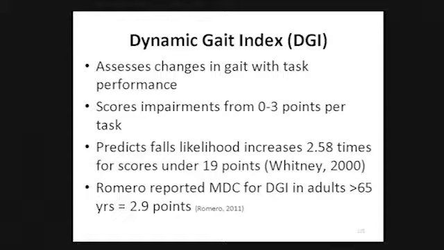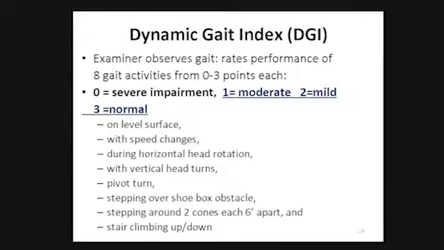Great stuff for arguing with your insurance companies. Romero reported the minimal detectable change for adults, rounded off, 3 points. I don't know where he gets it, 2.9, 3 points. So I've given you the Dynamic Gait Index here. 0 points, of course, for severe impairment, 1 for moderate, 2 for mild, 3 is normal.